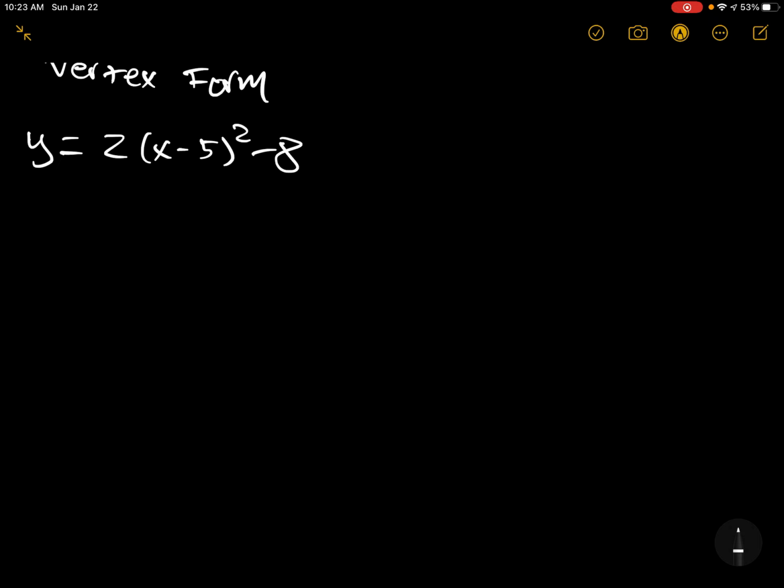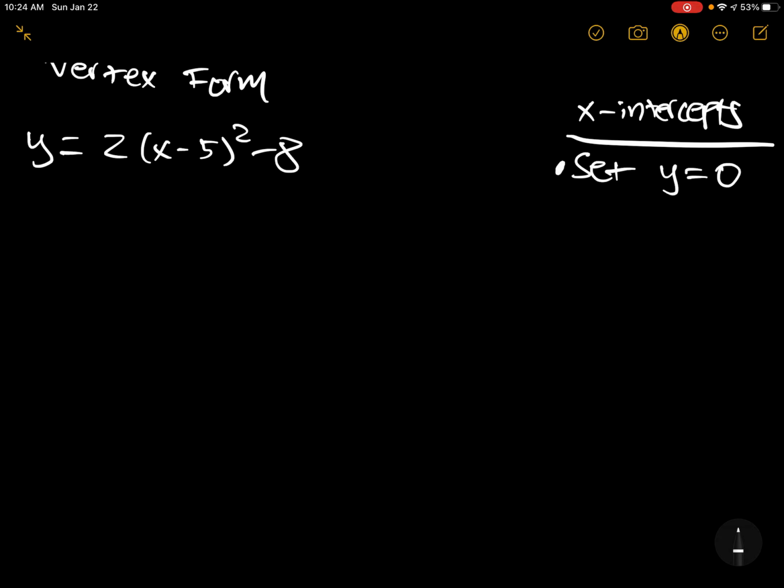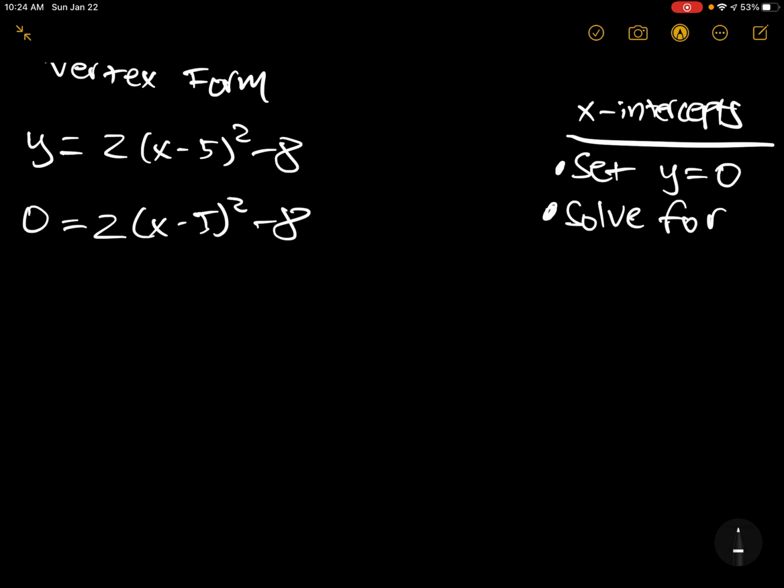Now the first thing we want to solve for is our x-intercepts. In order to do that, we need to set y equal to 0. So we're going to rewrite this as 0 is equal to 2 times (x minus 5) squared minus 8. Now, the second step for this is going to be to solve for x. So let's go ahead and do that.